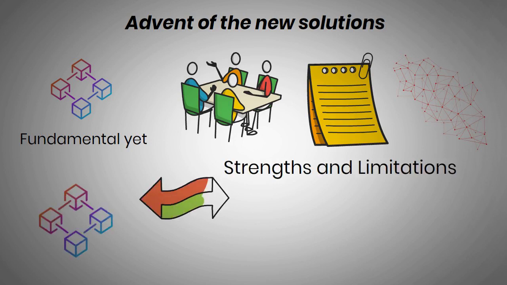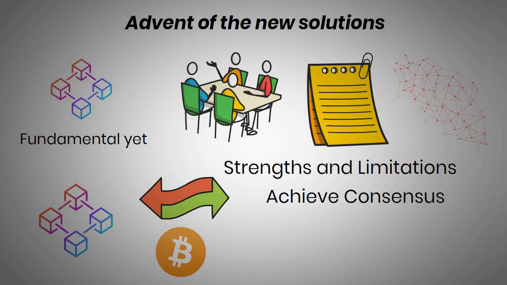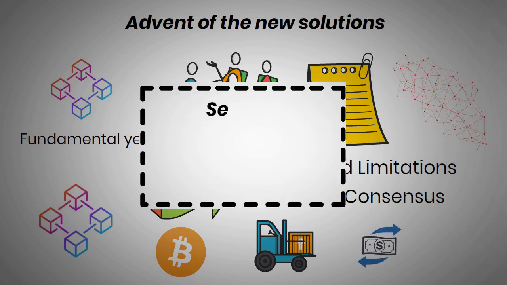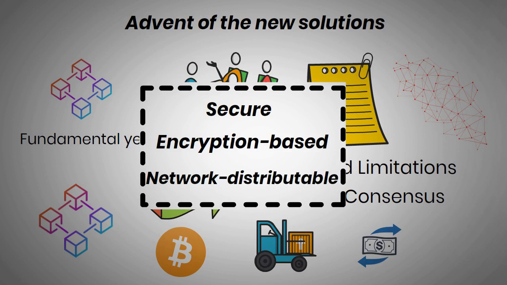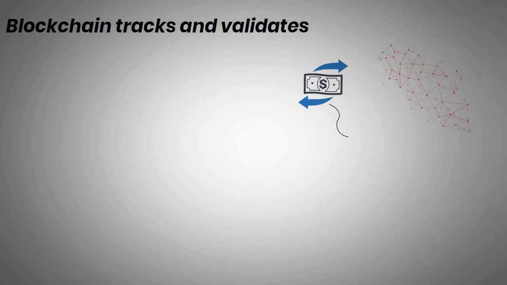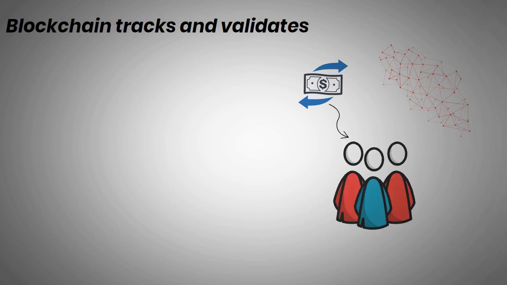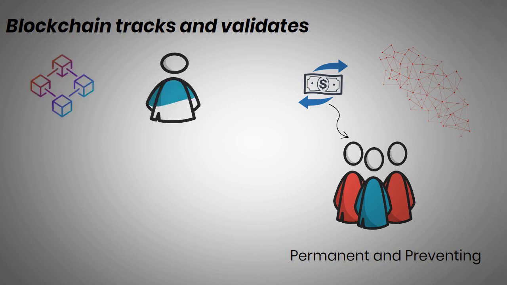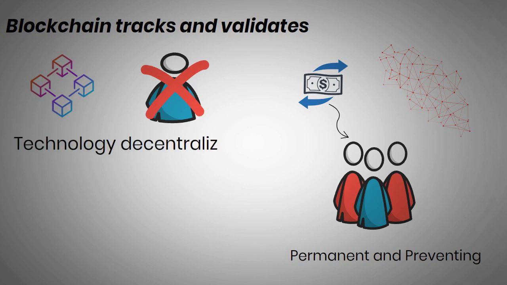Blockchain technology enables the transfer of any data or digital asset, including cryptocurrencies like bitcoins. Bitcoin created blockchains to achieve consensus among distributed nodes, enabling the transfer of digital goods without centralized transaction approval. Blockchains are secure, encryption-based, and network distributable new data structures. Blockchain tracks and validates every transaction as a distributed ledger system, making it safe and dependable. All transactions are allowed by miners, making the transactions permanent and preventing them from being hacked. Blockchain technology eliminates the need for any third party or central authority for peer-to-peer transactions. It also enables technology decentralization.